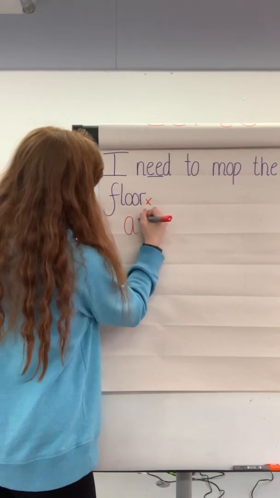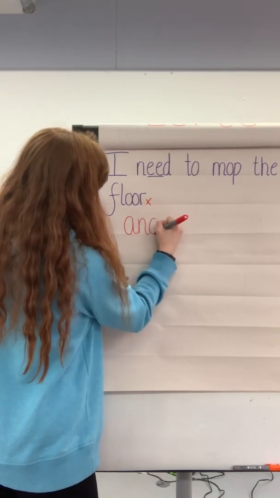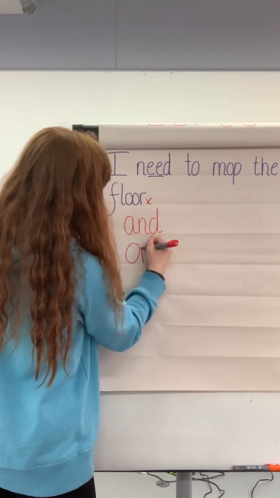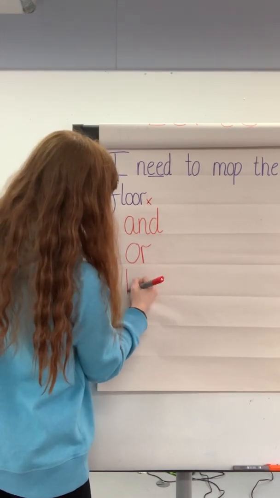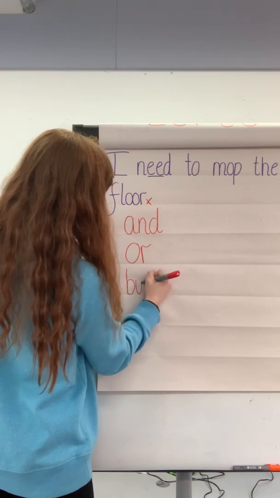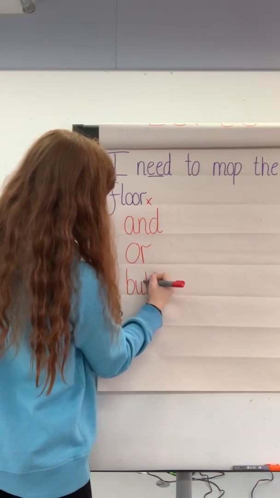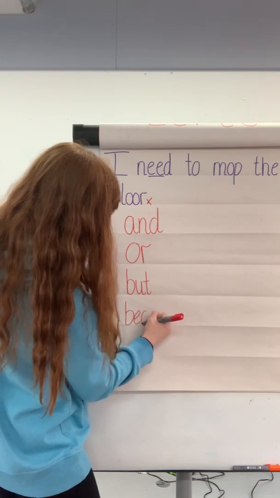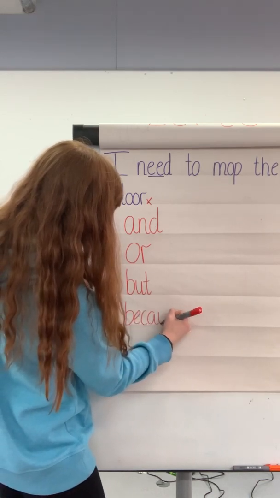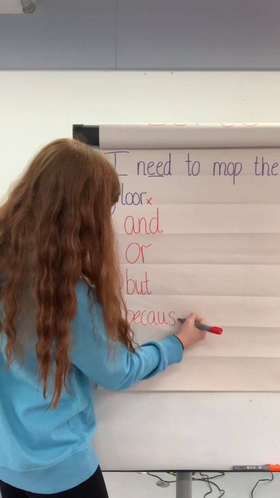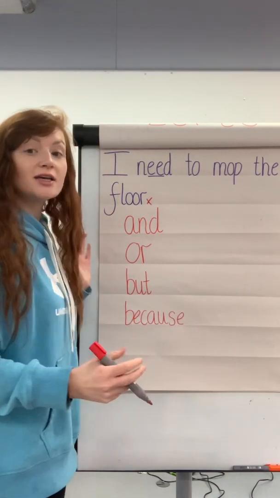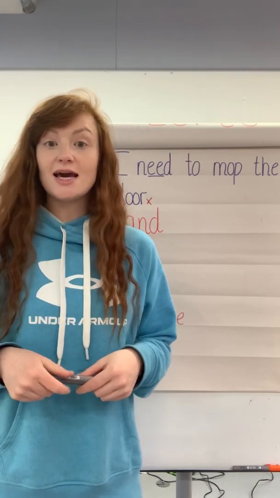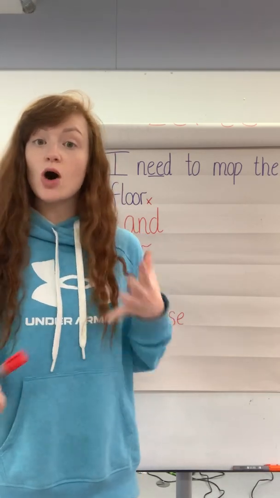So you can use and, you might use or, you might use but. So, but I really cannot be bothered. You might use because. And then you might want to write some other sentences using the or words that we've learnt today with that OOR spelling or that ORE spelling.